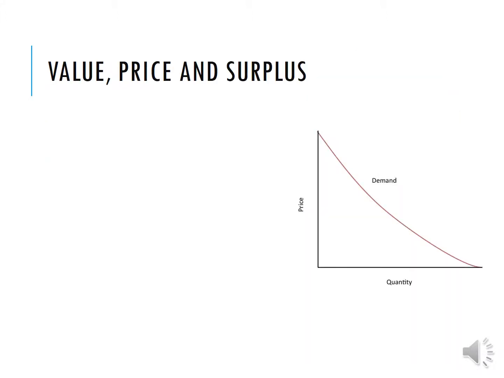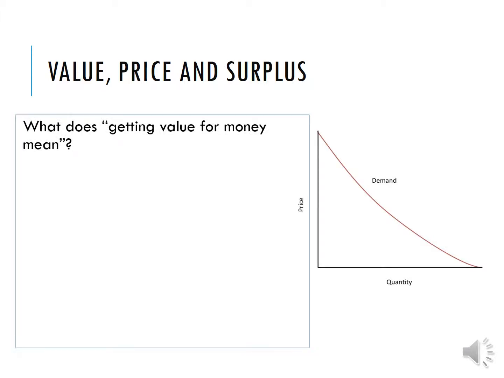So this topic is really all about the difference between value and price. If I said to you, what does getting value for money mean? You might make the distinguishing comment that there is a difference between how much someone values a good or service and how much they actually have to pay for it. It's kind of the nature of a bargain. You might say, well, that's worth 10 euros to me, but I only paid 3. I got a great bargain.